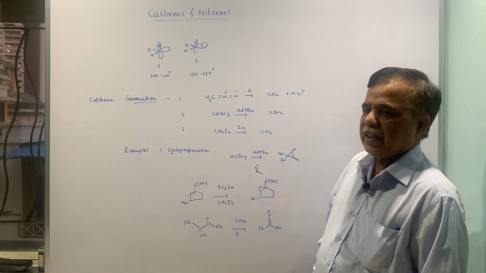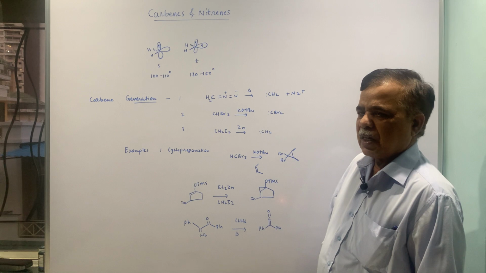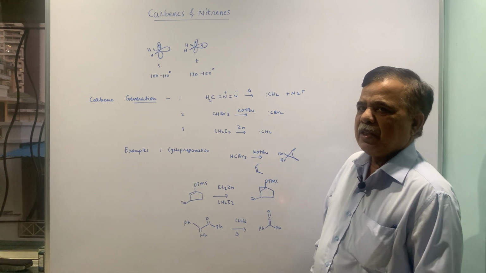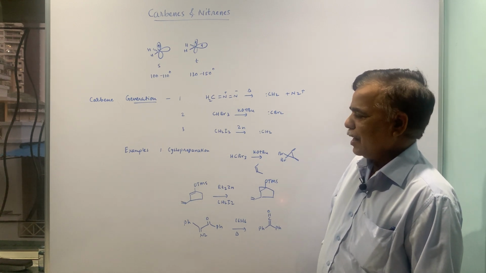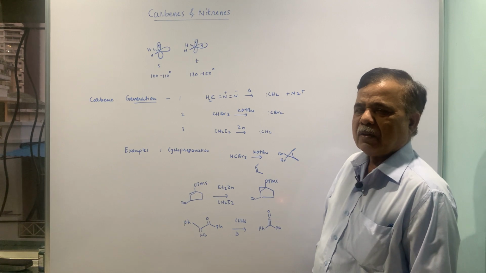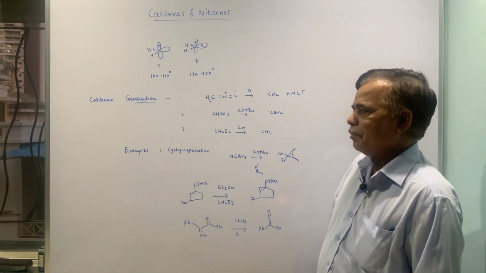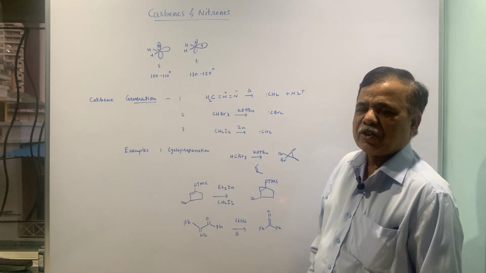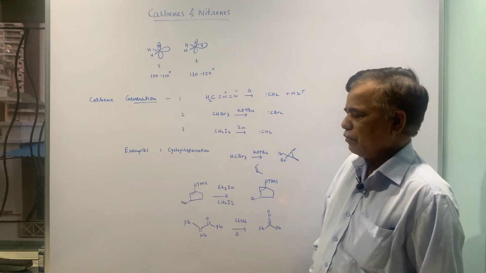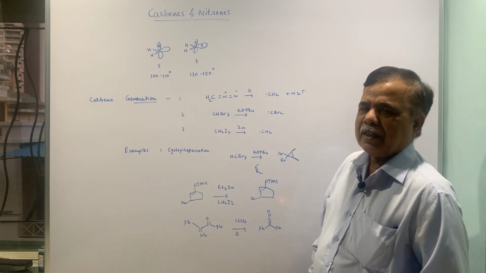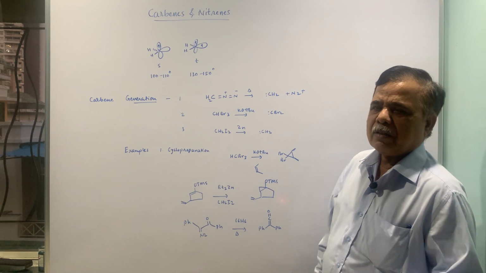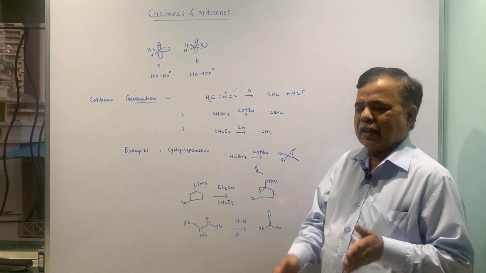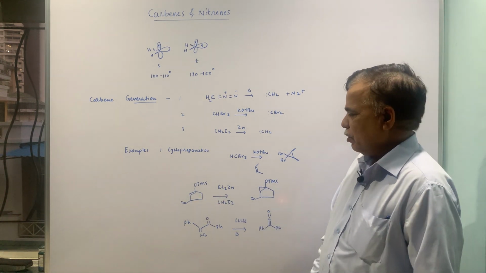The synthetic utility of carbene is, carbenes can be either added to double bonds of alkenes to get cyclopropanation, so a cyclopropane ring is formed, or it can be added to the CH bond, so CH insertion you can say, and you get homologous compounds.